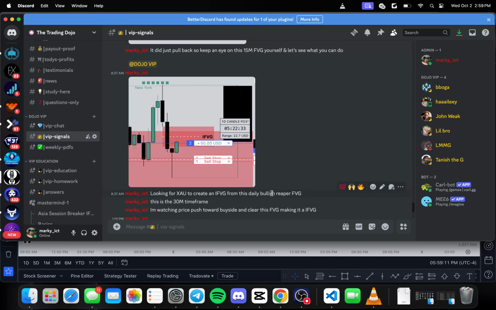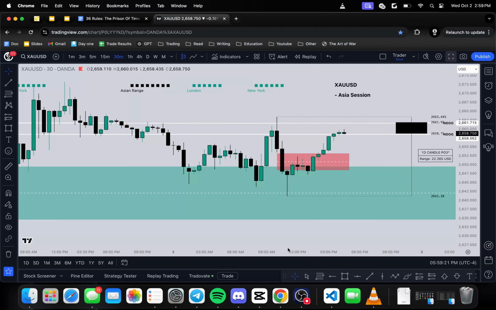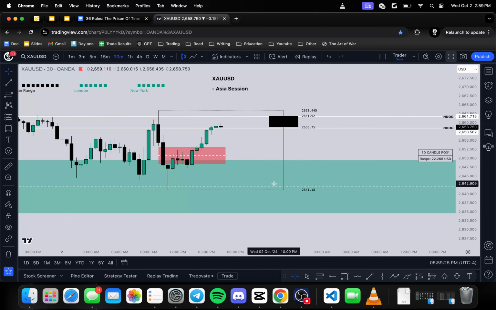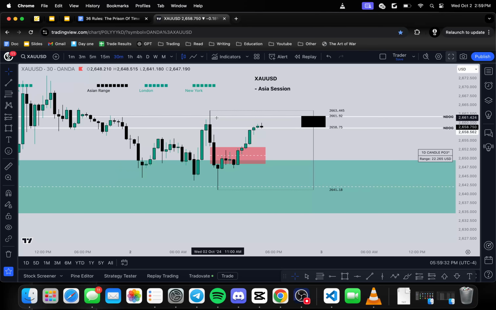We're expecting price to create an IFVG from this daily bullish reaper, which is the daily fair value gap that we're in, and we're looking for this 30-minute to become an IFVG. And that's exactly what happened here. We ran up, this became a bullish reaper, and this 30-minute fair value gap became an IFVG once it closed above, and price continued to run higher.